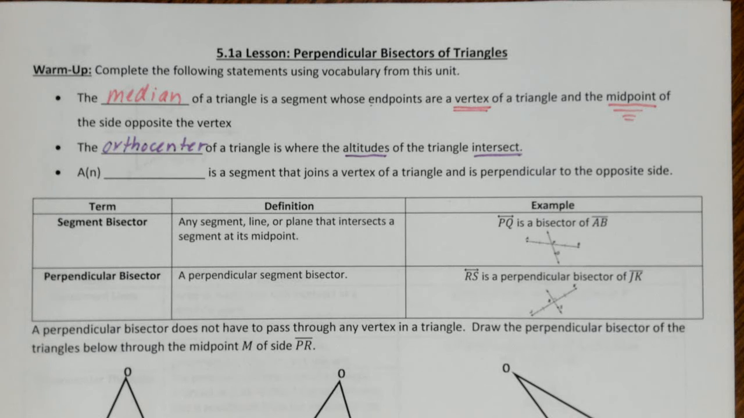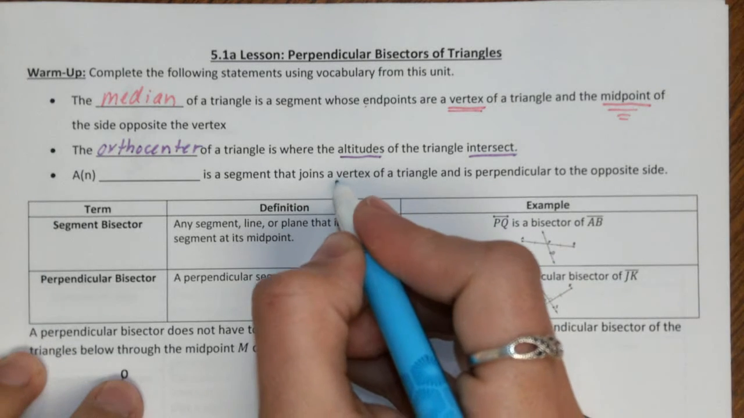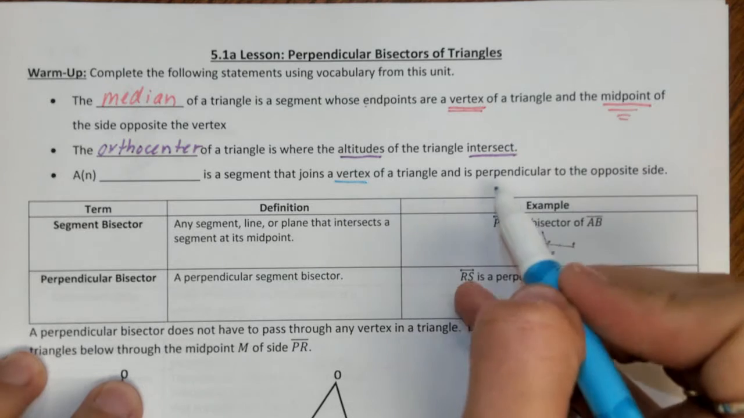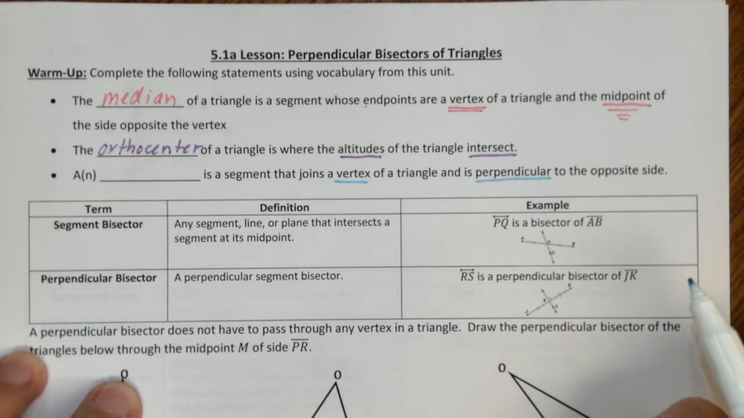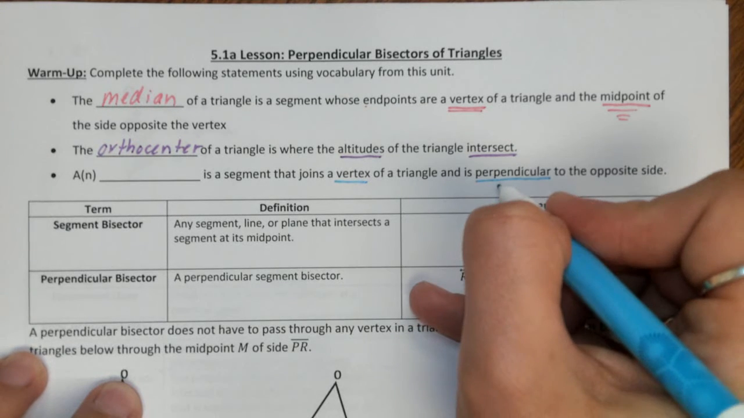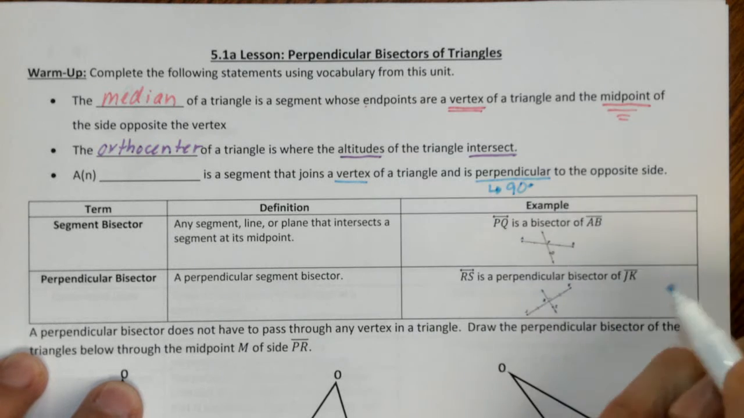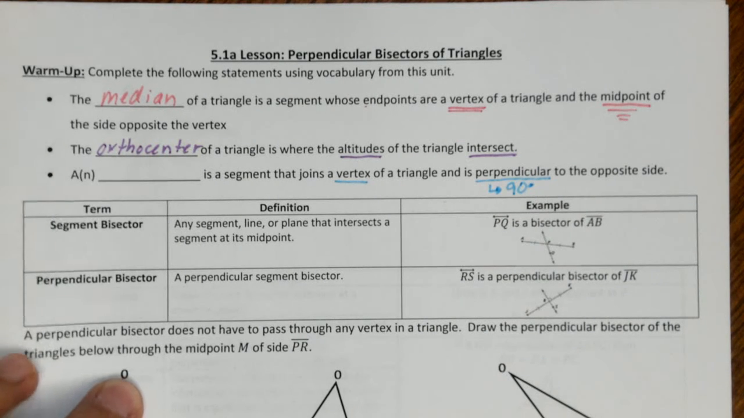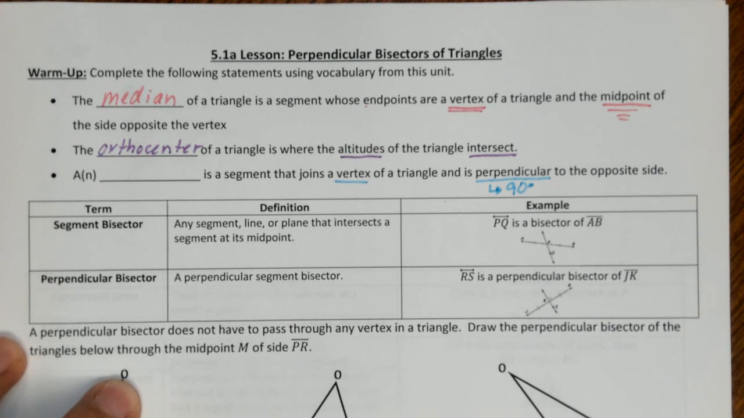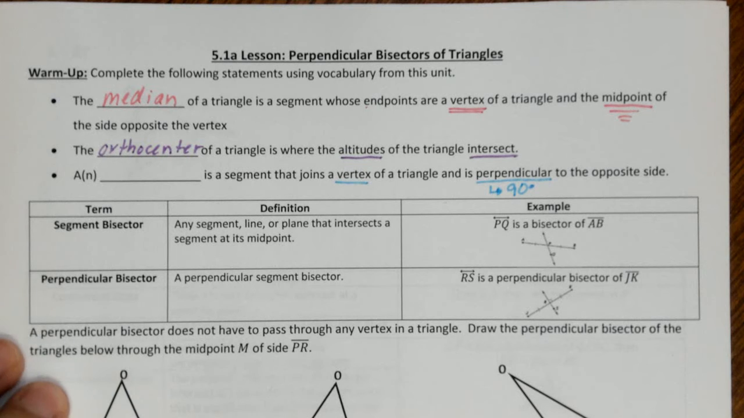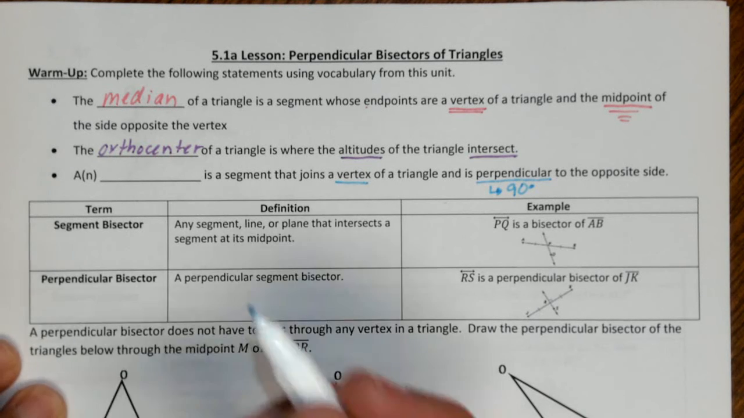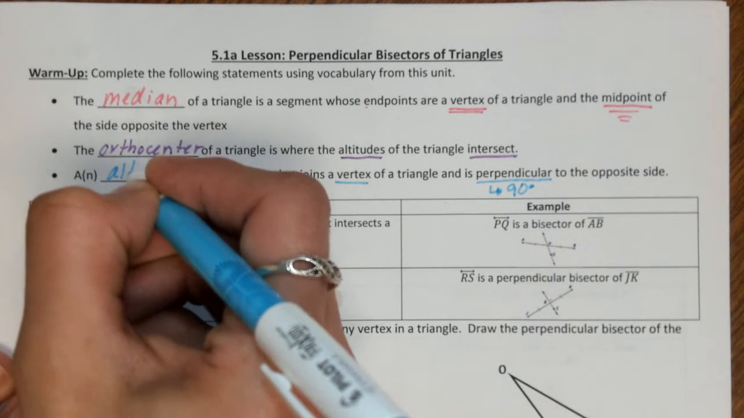Then your last one is talking about a segment that joins the vertex of a triangle, so it has to come out of a vertex, and it's going to be perpendicular to the opposite side. We must remember that perpendicular forms that 90-degree angle. It's a very important vocabulary word. Okay, so we have coming out of a vertex, and it's going to form a 90-degree angle on the opposite side. We need to be very familiar by now that this is going to be your altitude.